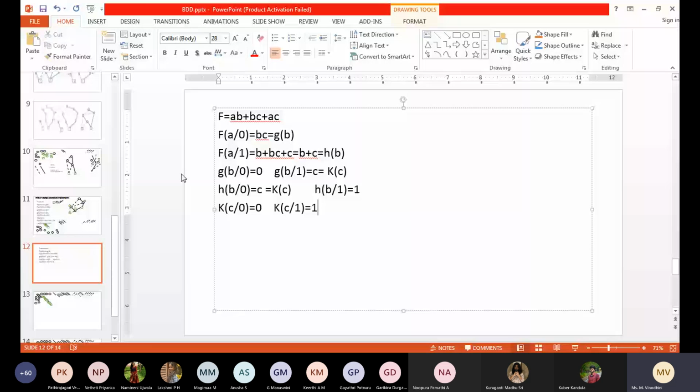In the third level, for K of C, I didn't get any more expressions, only 0 and 1. Have you done it in this way? How many of you have got the same? Maybe the variables might be different. Raise your hands. How many of you have done it like this?